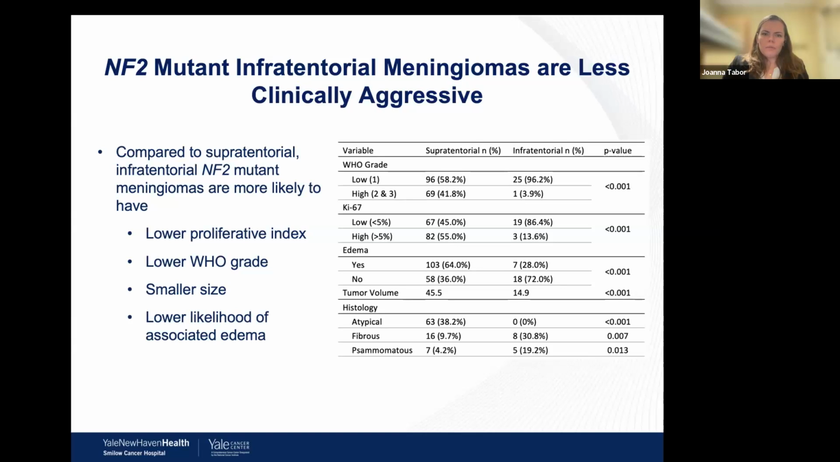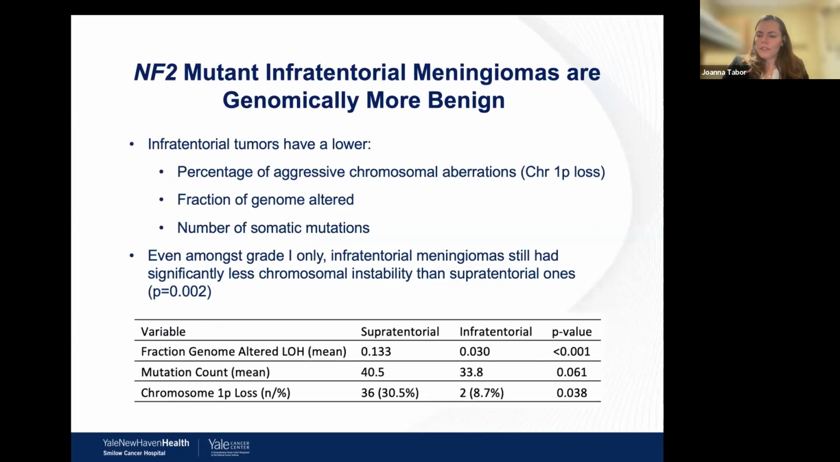And further, these meningiomas really are more benign clinically compared to the supratentorial ones. So the infratentorial ones generally just have a lower proliferative index. They are lower grade. In fact, we only had one high grade infratentorial meningioma. They're smaller in size and also have less edema. And these differences are also reflected genomically. So we find that the infratentorial tumors are also genomically benign. So they have a lower percentage of aggressive chromosomal aberrations characterized by chromosome 1p loss, and also have less chromosomal instability characterized by fraction of genome altered. They also are trending towards a lower number of somatic mutations.